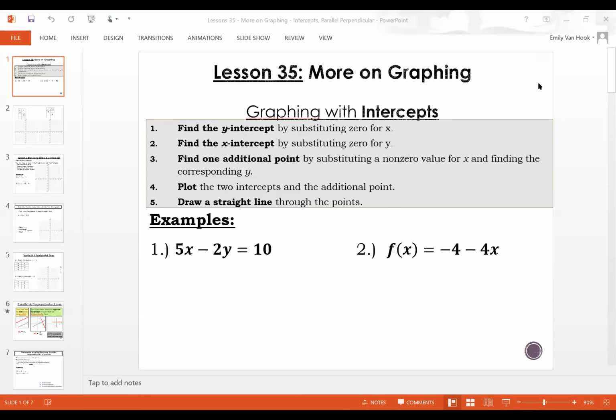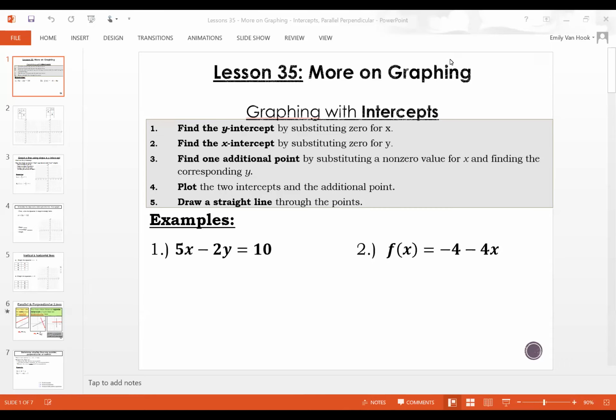This lesson pretty much just is a continuation of different topics related to graphing. The abbreviated title here is More on Graphing. We're going to start by talking about graphing lines with intercepts, and then we'll get into graphing using slope. We'll talk about vertical and horizontal lines, and then parallel and perpendicular lines. So let's start with intercepts.